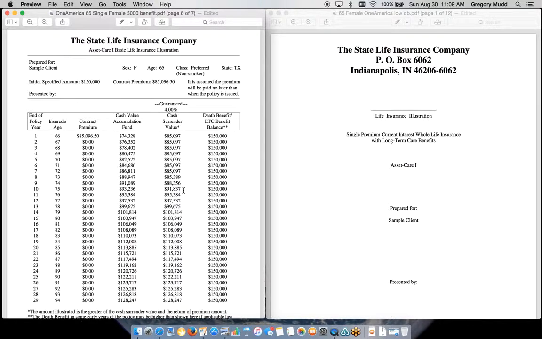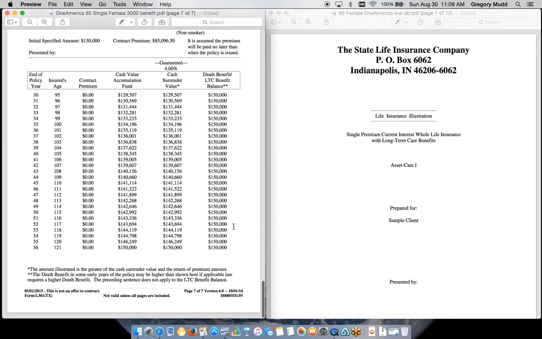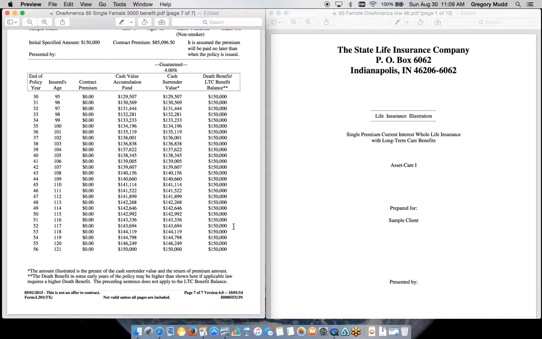In fact, 10 years down the road, it would be worth $91,000, and 20 years down the road, it's guaranteed to be worth at least $113,000. This does make this a money market alternative in certain scenarios. And then we can see the death benefit over on this side, which is not just the death benefit, but it's also the long-term care benefit balance. So we put $85,000 in, we have $150,000 worth of long-term care funds available. And the last page is just a continuation of that all the way out through age 121.